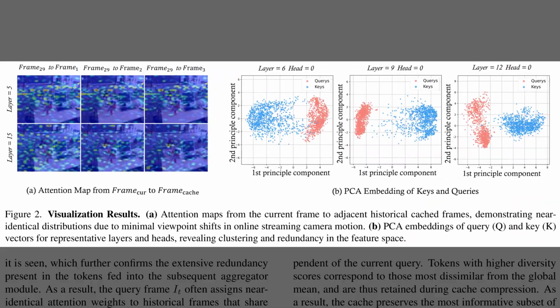Well, the core challenge is deciding exactly what to keep in that rolling memory. Figure 2 investigates whether attention scores are a good signal for this. On the left, the attention maps confirm that adjacent frames have nearly identical distributions, suggesting huge redundancy. Similarly, the PCA embeddings on the right show distinct clustering in the feature space. But here is the problem. Computing these attention maps explicitly is too slow for real-time systems, which forces the authors to find a faster proxy.